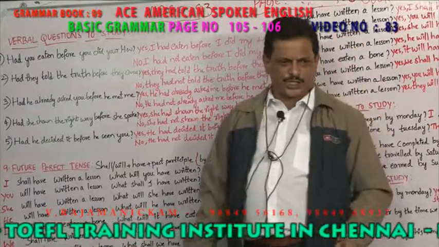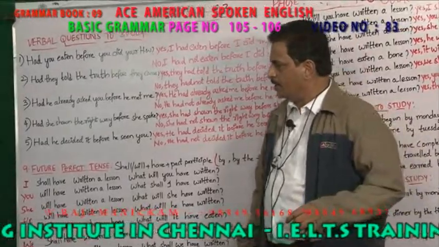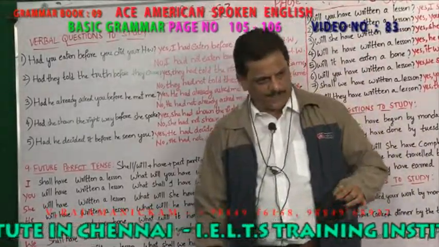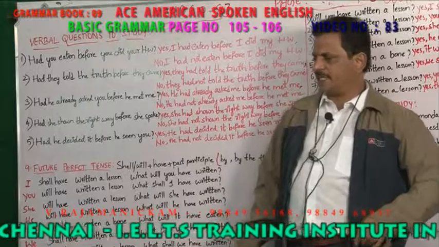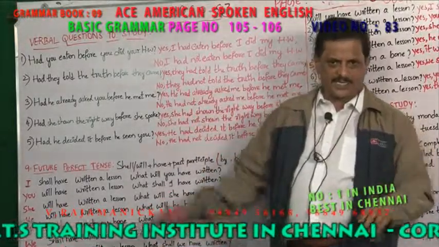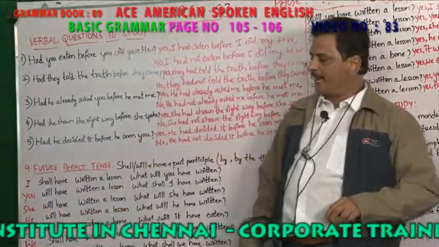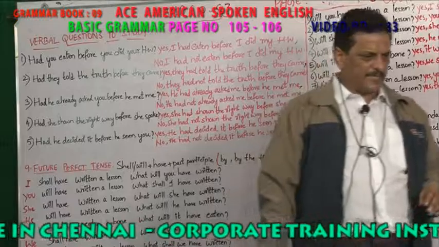Two past actions are there. When you want to mention the first past action, you use had plus past participle. For the second action, the finished action, you use just the ordinary past tense. Able to understand where to use the past perfect? When you ask a question in past perfect, the answer should be in past perfect.